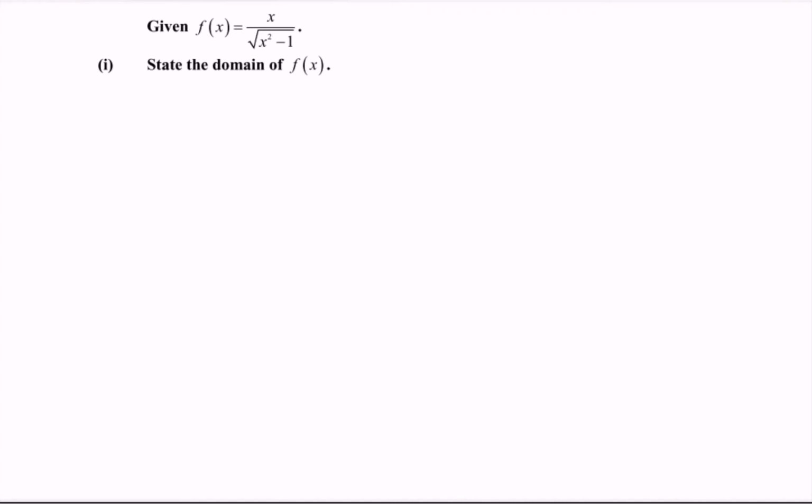So kindly refer to the question. Here we have the function f(x) is equal to x over the square root of x squared minus 1. Number 1, state the domain for the function f(x). So notice that here we have the linear graph, where we have the domain of real numbers.